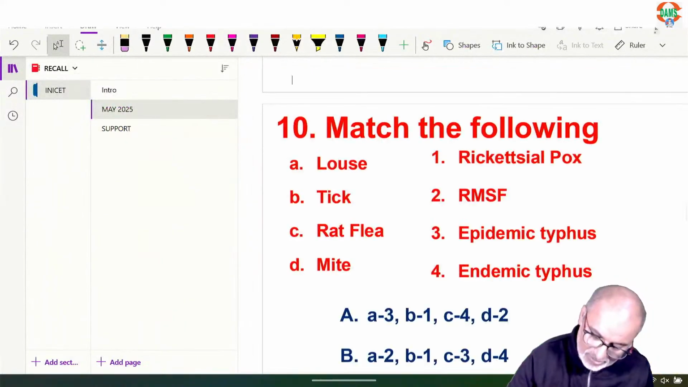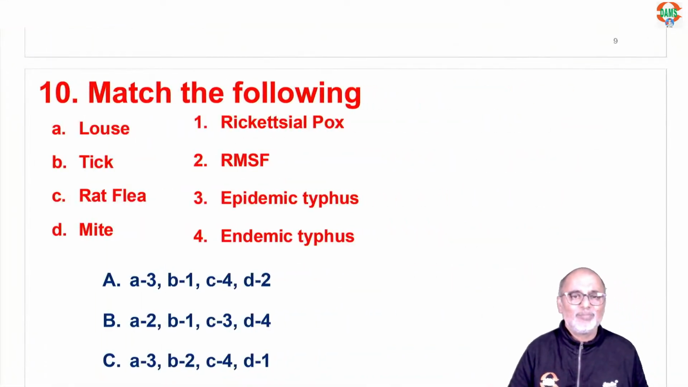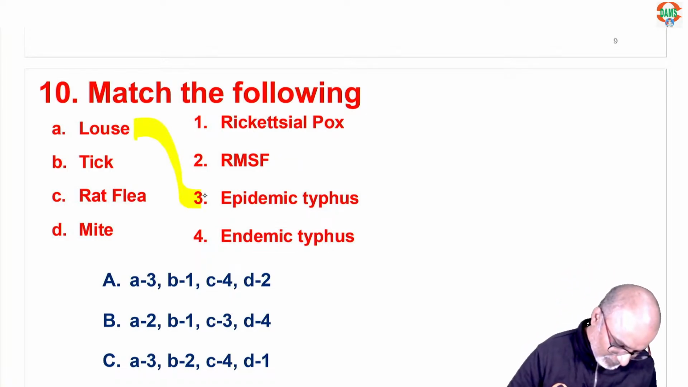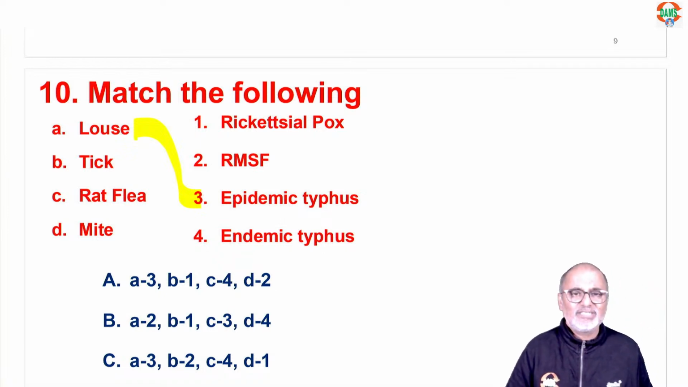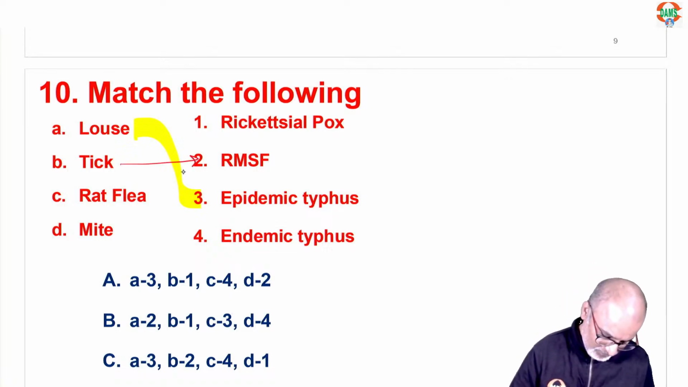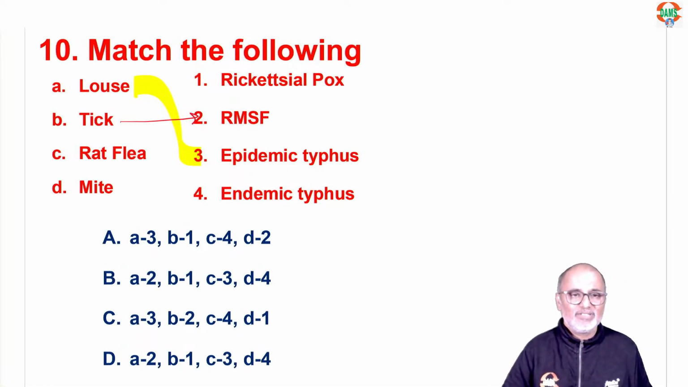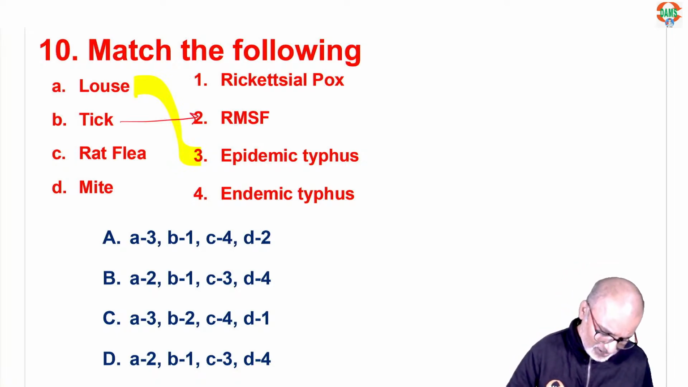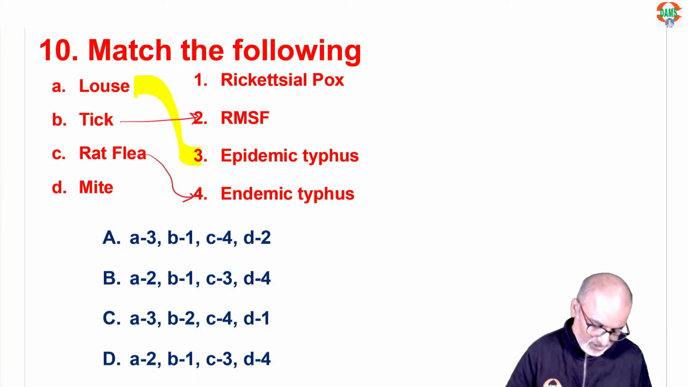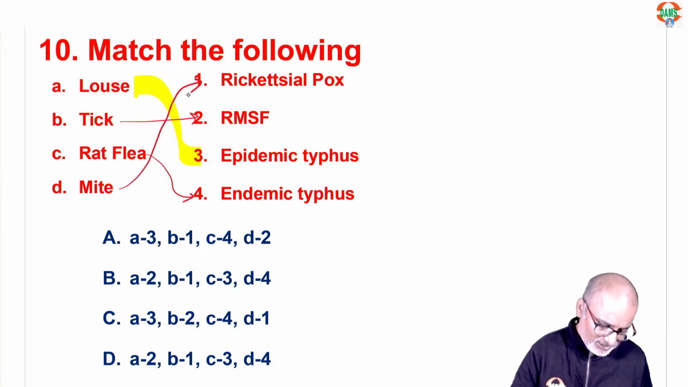Remember, louse is the vector for epidemic typhus, relapsing fever, and trench fever. Tick is the vector for many diseases: Rocky Mountain spotted fever, Indian tick typhus, Babesia, Ehrlichia, Lyme disease, many are there. Rat flea is the vector for endemic typhus. Mite is for scrub typhus as well as rickettsial pox.